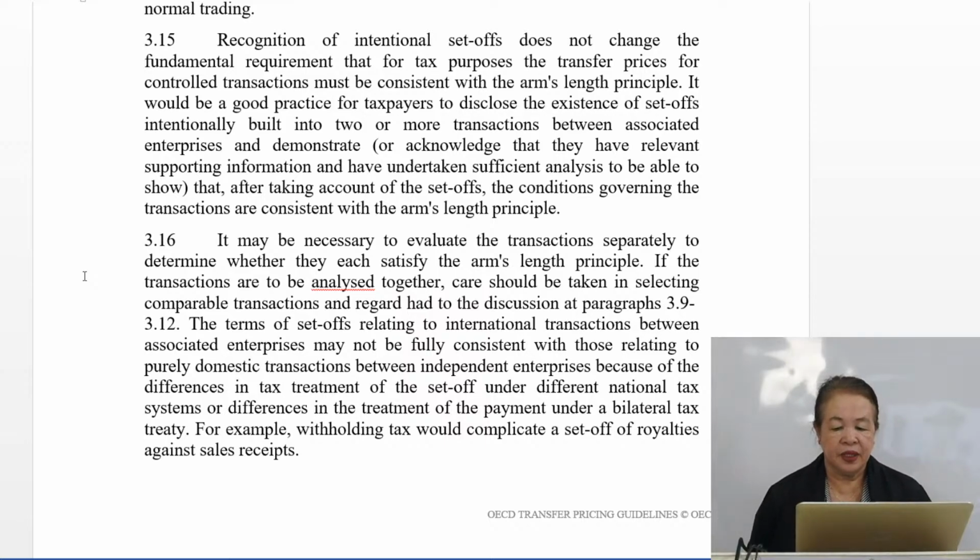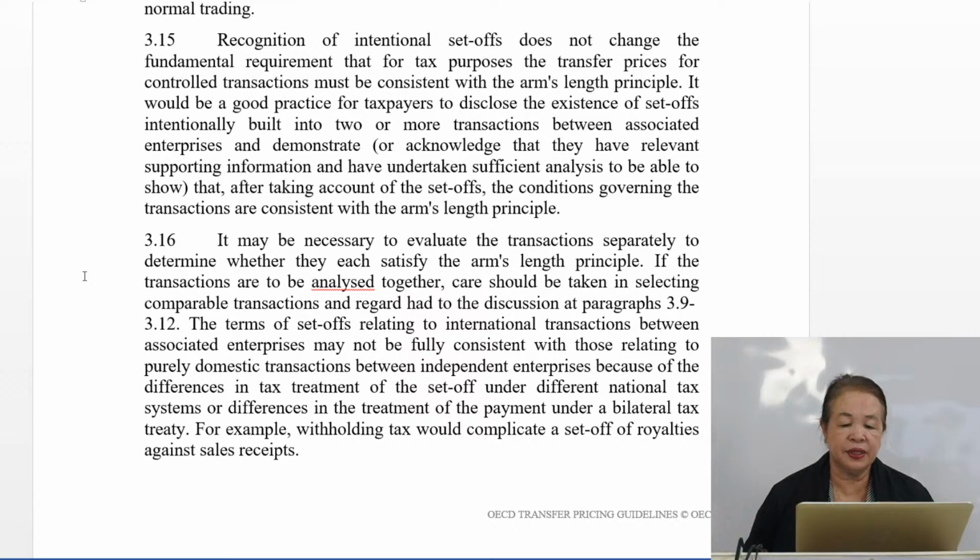Okay. So, it may be necessary to evaluate the transactions separately to determine whether they satisfy the arm's length principle. If the transactions are to be analyzed together, care should be taken in selecting comparable transactions and regard had to the discussion at paragraphs 3.9 to 3.12. So, we're still talking on the intentional set-off.